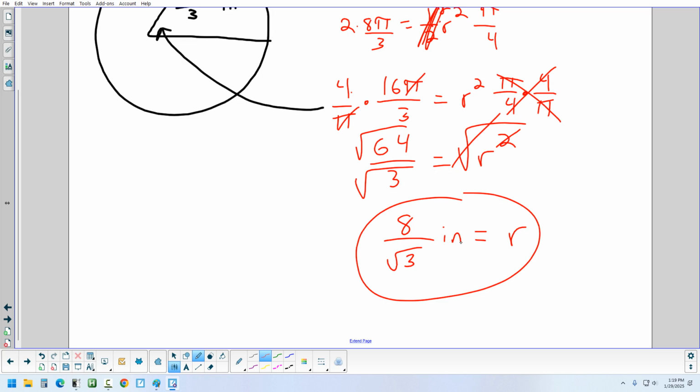So that's the 2 formulas in that section. And r is the hardest one to solve for because you have to take the square root. So we did the hardest one.